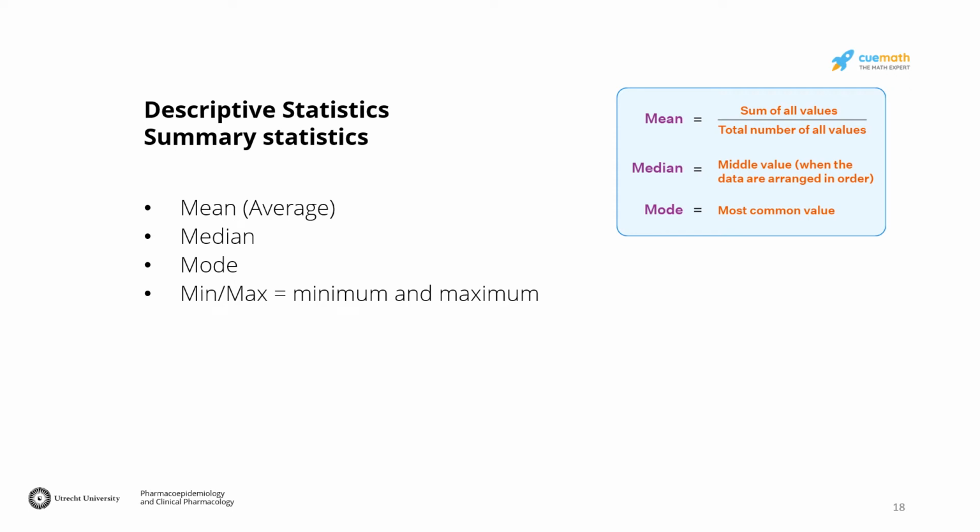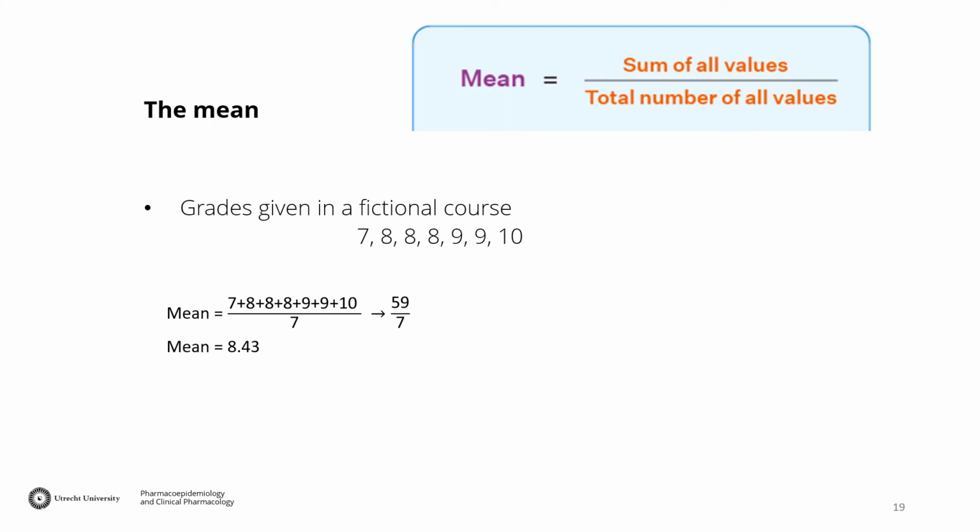Some things that we typically use are the mean, or the average of the data, which is usually for numeric data. We can have a median, a mode, and also the minimum and maximum values in our dataset. We have different ways to calculate those. If we start with the mean, the way to calculate it is that you sum all the values and then divide by the total number of values.